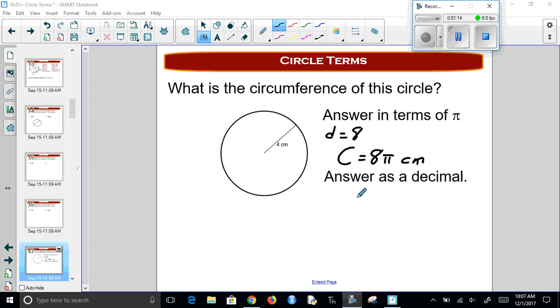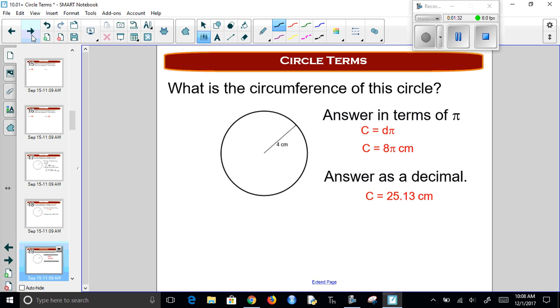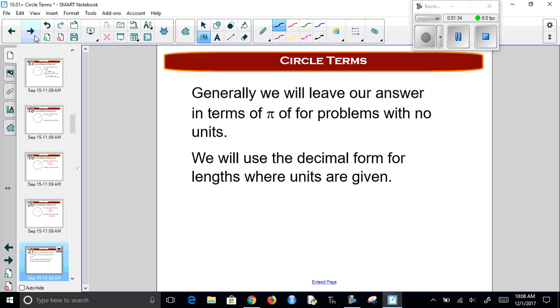My trusted calculator tells me that that is approximately 25.12 centimeters if I round it to 2 decimals. That's good. Now, most of the time we're going to leave it in terms of pi. And now, if it's a real world problem, we'll use the decimal.